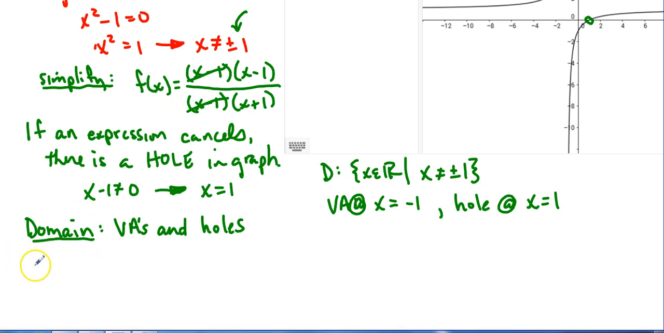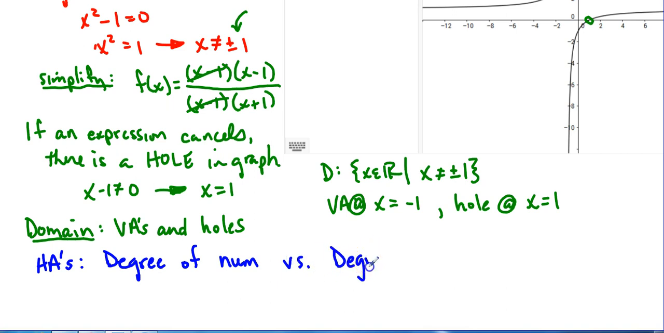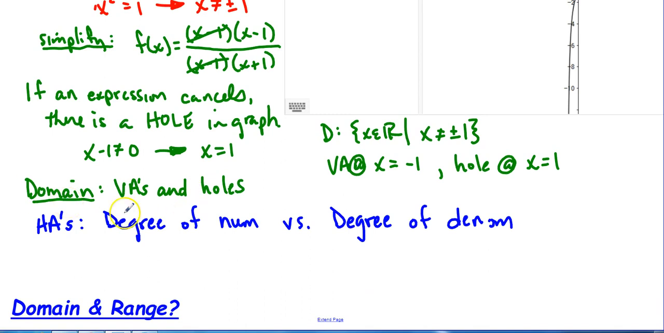So horizontal asymptotes, there are a couple different scenarios. Number one, what we're looking at is the degree of the numerator versus the degree of the denominator. So degree of the numerator versus the degree of the denominator. So let me give you a couple quick examples here.